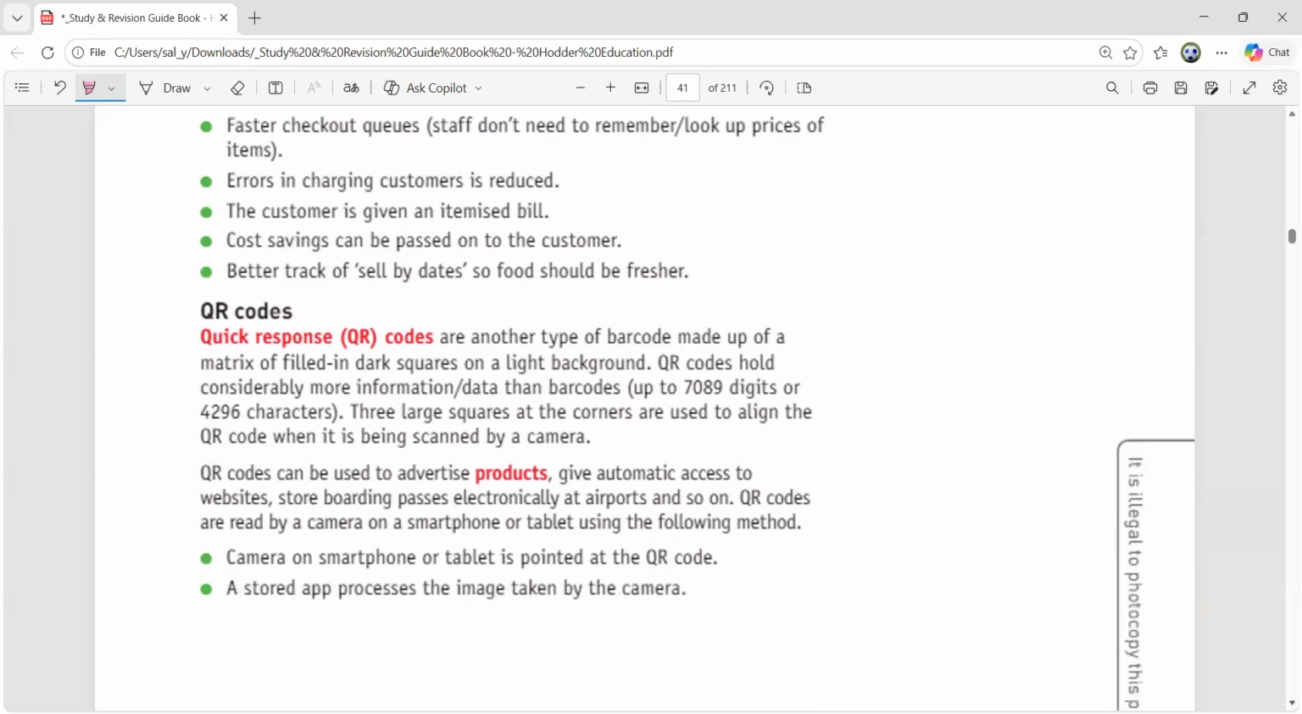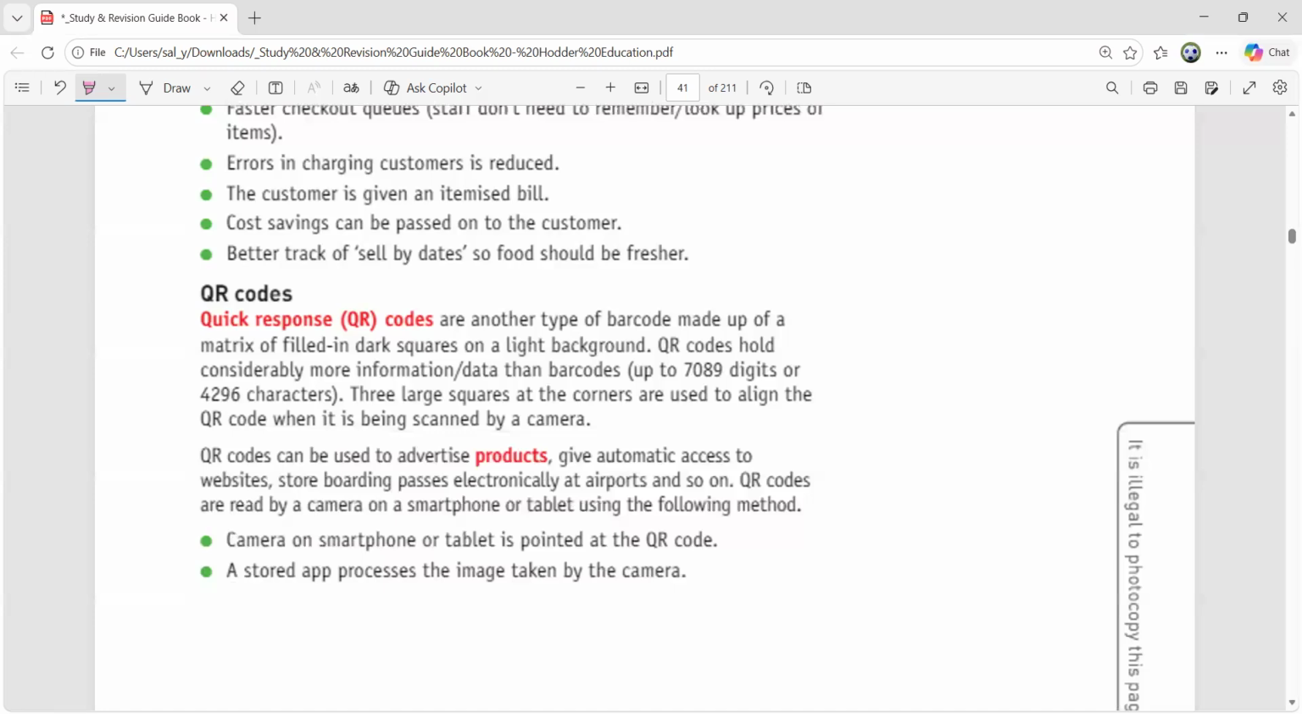Now, QR code is another type of barcode. Now, be clear, it's another type of barcode, and that is made up of a matrix of filled in dark squares on a light background. QR codes are holding more information as compared to the barcodes, as you can see. So even if you do not know the values, that's perfectly okay. If you still know, it is going to hold up to 7089 digits or 4296 characters. But if you don't remember, no worries at all. If you still say that QR codes are holding more data, then that's perfectly okay.